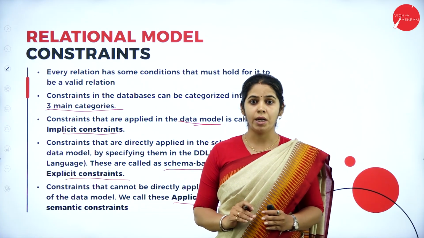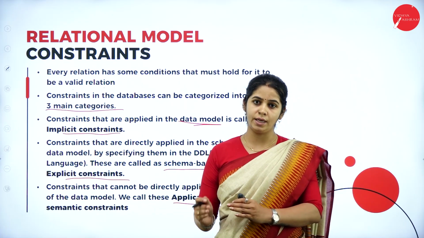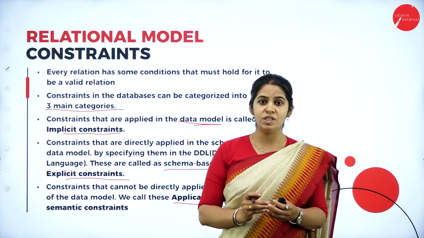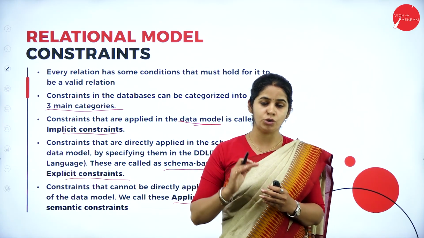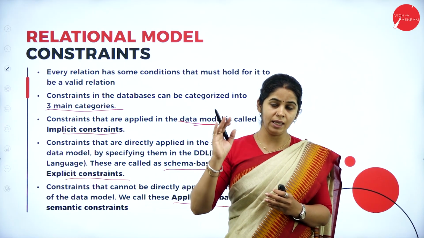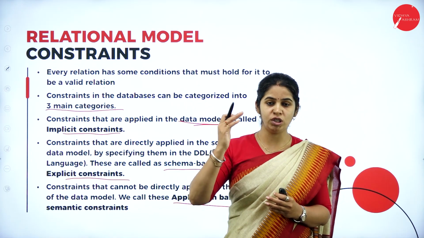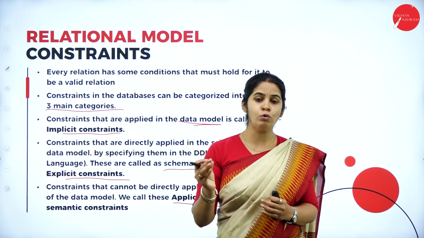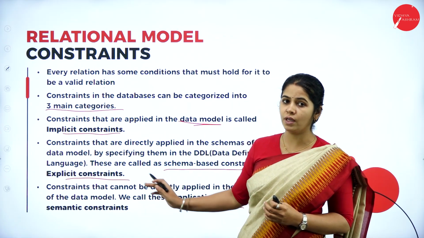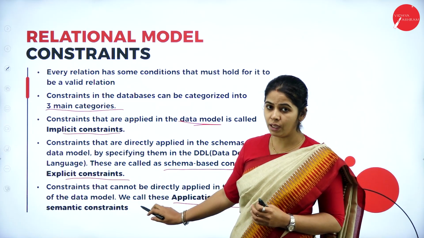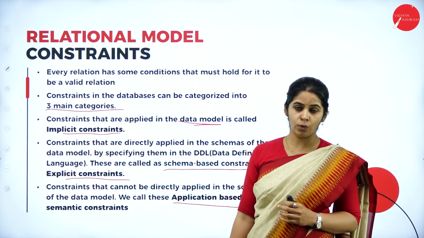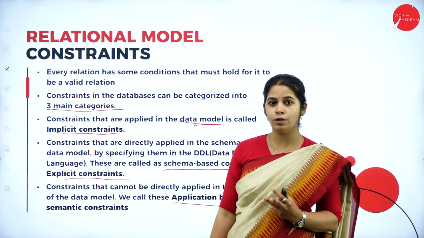The constraint is neither applied on the database nor on the schema, but it is applied on the application level. When we are designing the application or when we are using the application, there is some constraint or set of rules to be followed. Those types of constraints are called application constraints or semantic constraints. Okay, clear with three categories of constraint?